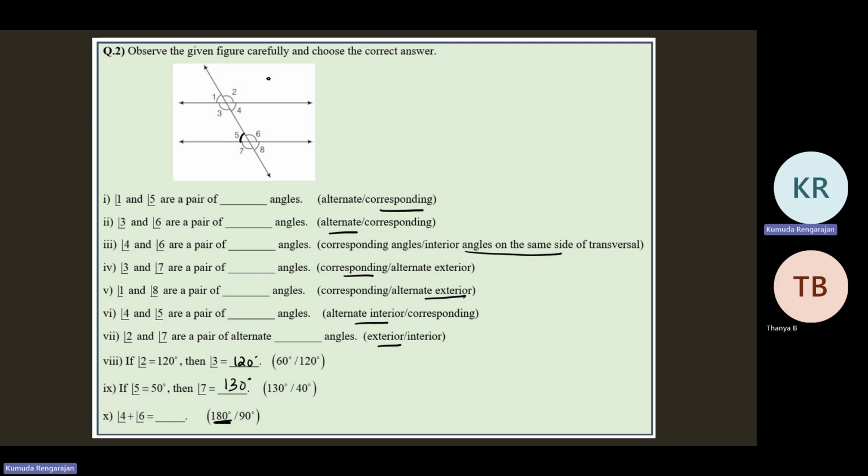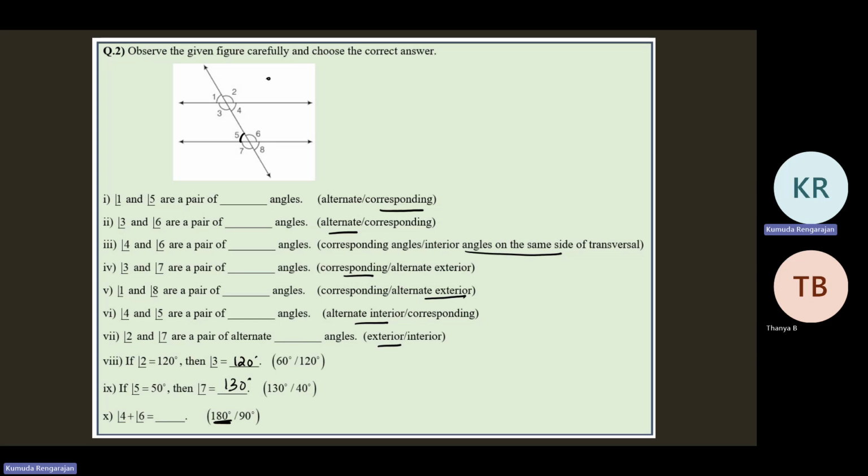You don't have to tell them in pairs. So we have 4 interior angles in this figure: angle 3, angle 4, angle 5, and angle 6. Independently, each one of them is an interior angle. Now 4 is an interior angle, 6 is also an interior angle. These two interior angles lie on the same side of the transversal, so their sum is 180 degrees. They don't form a linear pair.